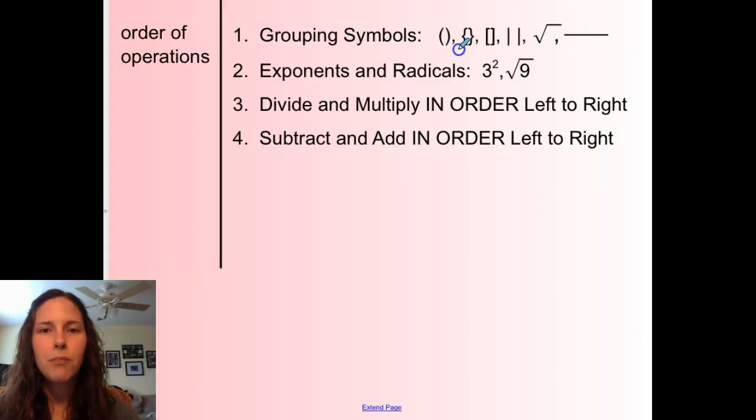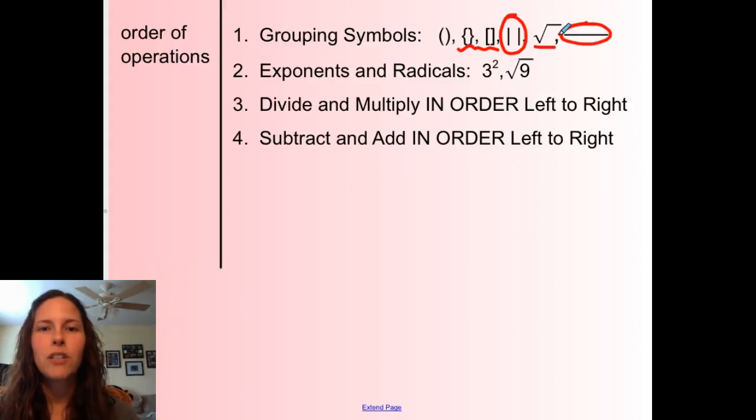Parentheses are one type of grouping symbol, but they are not the only grouping symbol you might see. We have some fancy parentheses, and then we have absolute value that acts as a grouping symbol. Radicals also act as a grouping symbol. Anything that is under the radical needs to be simplified before you take the square root, and fraction bars act as a grouping symbol. They group the numerator and the denominator, which need to be simplified separately before you divide.